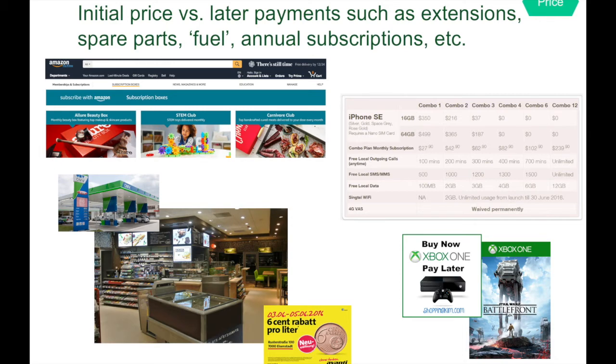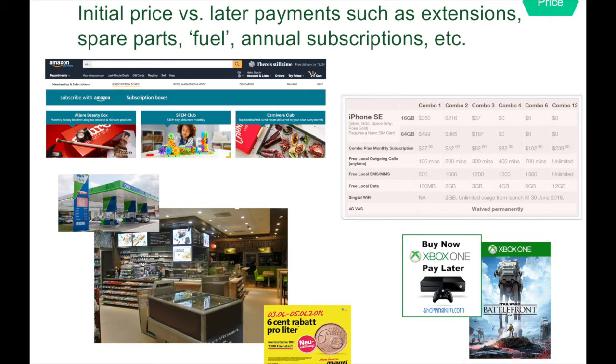And of course, the combo 12, that's secured monthly revenue for the company. The combo 1 is a little risky. Well, let's say it's risky for the consumer, because they have basically nothing unlimited. So there is a huge option for the company to get additional revenue if the customer actually uses more data or goes abroad more frequently and uses international phone calls and so on.